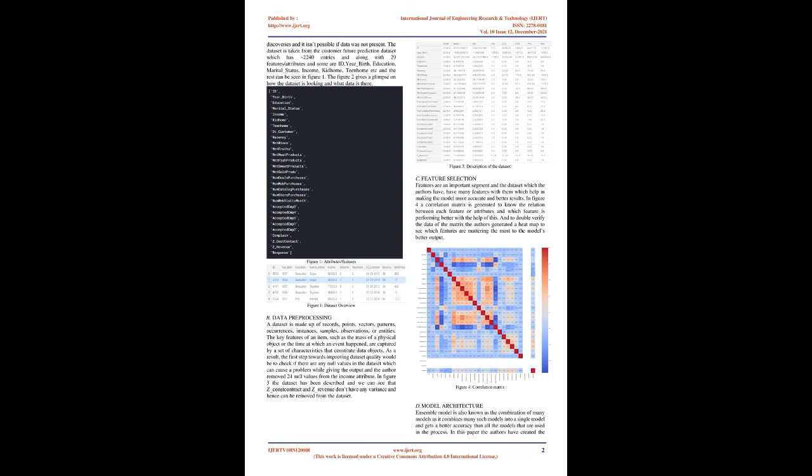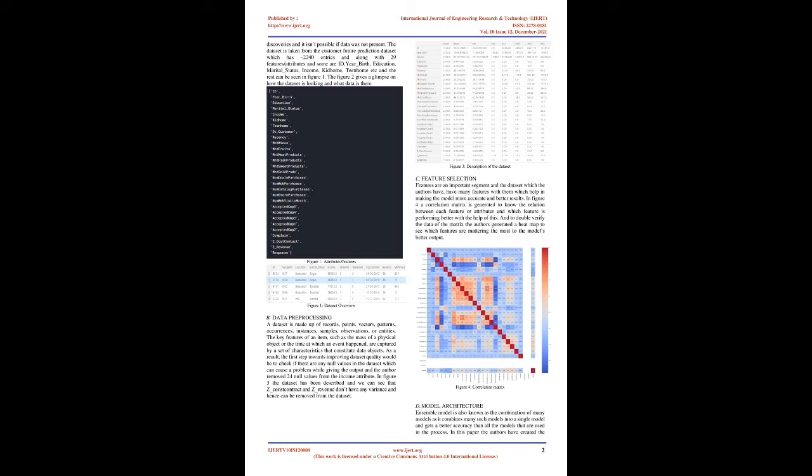Data pre-processing. A dataset is made up of records, points, vectors, patterns, occurrences, instances, samples, observations, or entities. The key features of an item, such as the mass of a physical object or the time at which an event happened, are captured by a set of characteristics that constitute data objects.